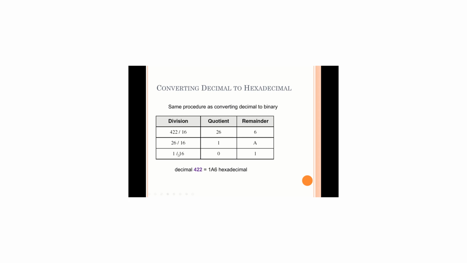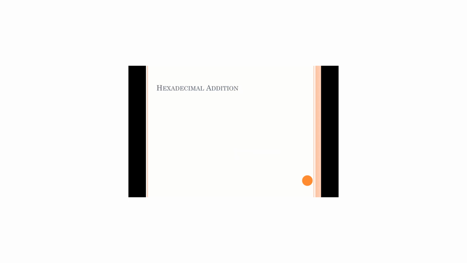And you divide 1 by 16, and you get a quotient of 0 and a remainder of 1. Then you write the number from bottom up, that would be 1A6. So the only difference between converting decimal to binary and decimal to hexadecimal is that instead of dividing the number by 2, we're dividing the number by 16.